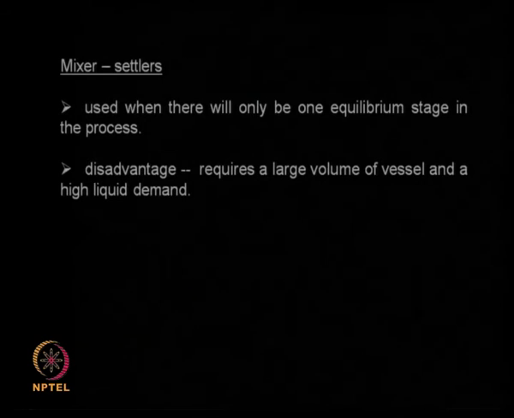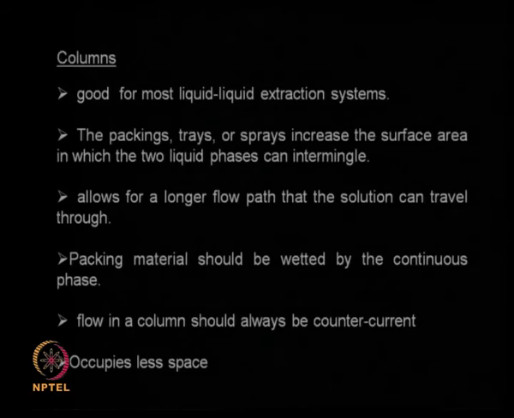then I may go for a mixer settler, but if I am interested in 4 or 5 different stages, then it is not very efficient to have 4 or 5 different mixer settlers, then you may go to some other type of design. Why? Because they will occupy a lot of space on the ground and they will also require large volume, the vessel size has to be very big. So if the vessel sizes are big, then you will require high liquid demand, that means I may have to put in more solvents and so on.